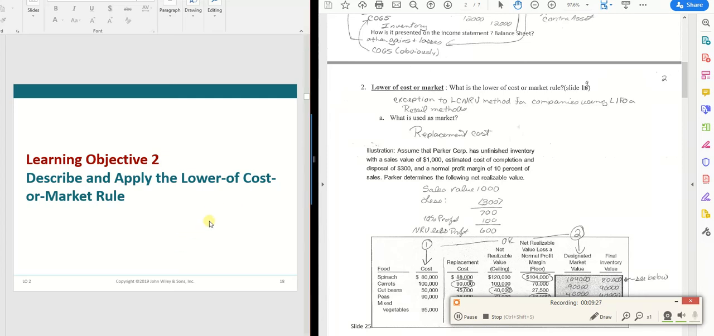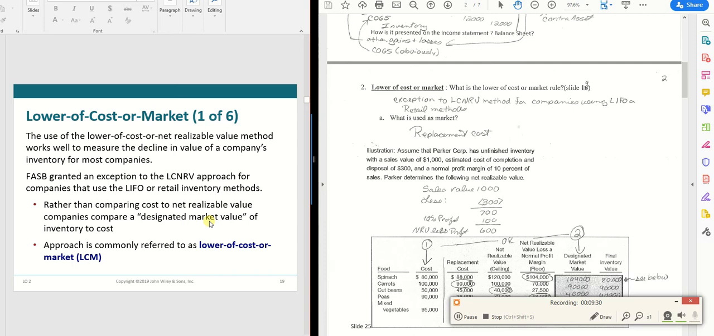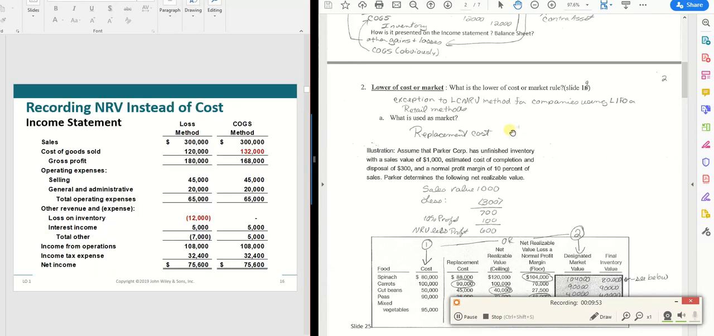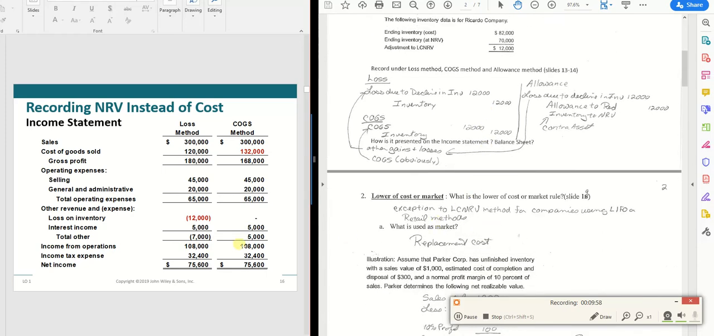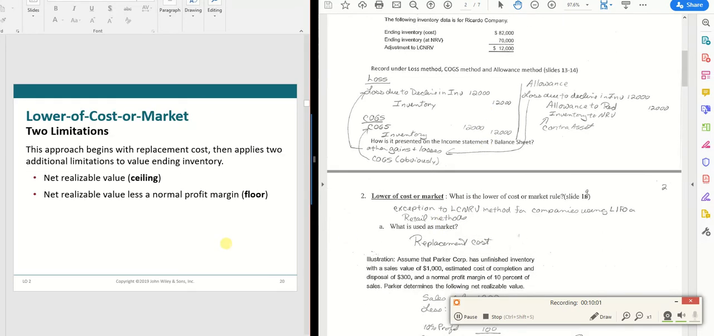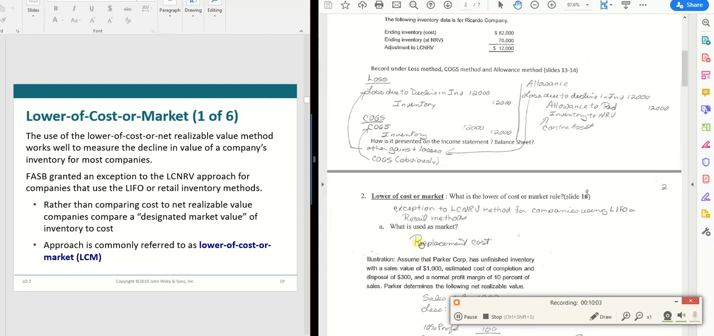Okay, so lower of cost or market is a very strange name, because market is replacement cost. Make sure you know that lower of cost or market is replacement cost. And when you use this, use it for companies using LIFO or retail methods. It's an exception to the lower of cost or net realizable value. So it is this method, but it's an exception to this method for these types of companies. All right, so make sure that you know that market is replacement cost.